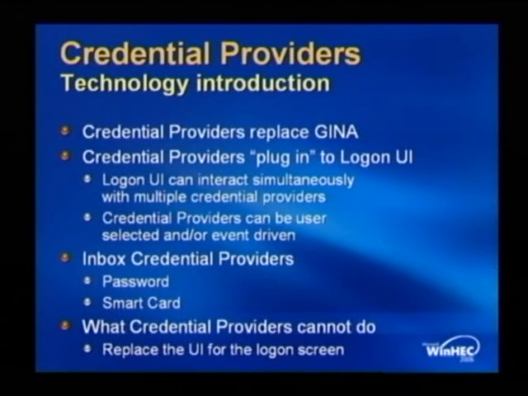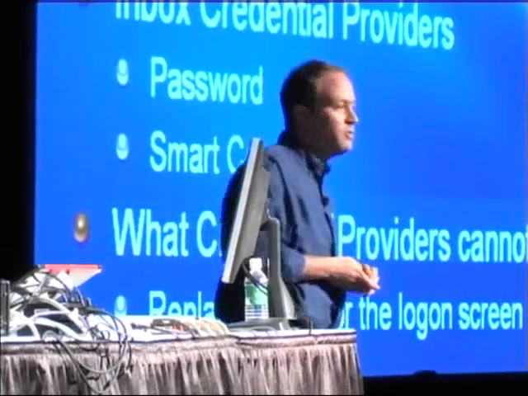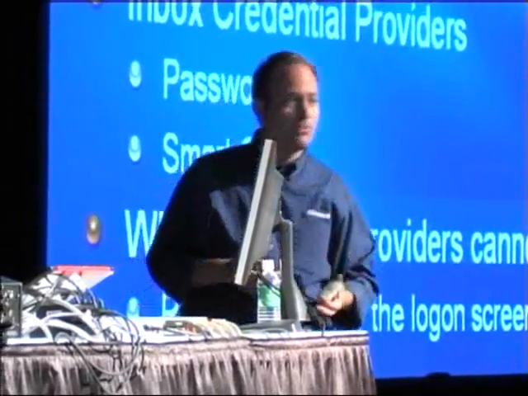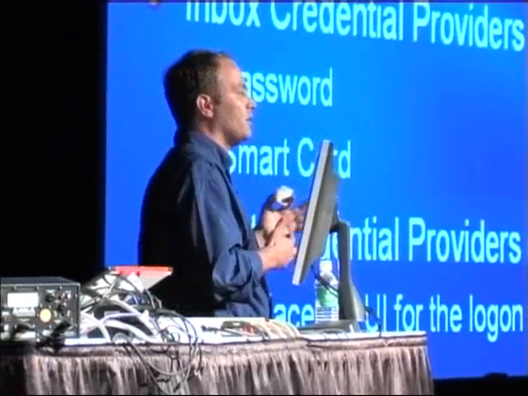So as I mentioned, the credential provider replaced GINA, and they are the plugin model for the UI. So we can interact with one or more credential providers. For example, we have a password credential provider that knows how to show us the username and the password on the login UI. We have the smart card credential provider that shows us only the PIN text box for the smart card. And we can plug in our own credential providers, for example, to perform biometric authentication, OTP, and other types of devices.